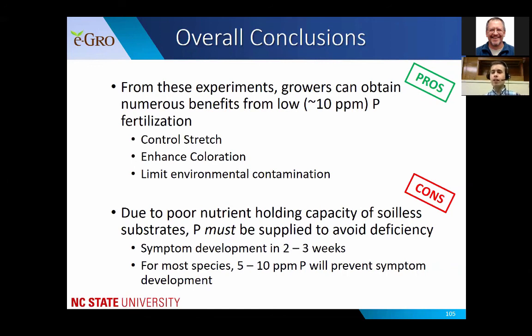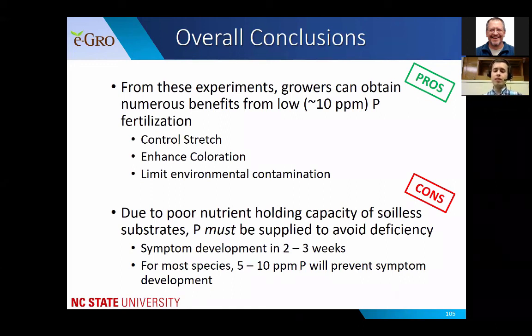And unfortunately, there are also some cons that we need to talk about, and that's primarily due to the poor nutrient holding capacity of soilless substrates, such as peat-based substrates. You really have to supply at least some level of phosphorus to avoid deficiency symptoms. As we saw in some of these previous studies, you can go very, very low without running into phosphorus deficiency symptoms, but you really need to apply at least some level of phosphorus to avoid symptoms.